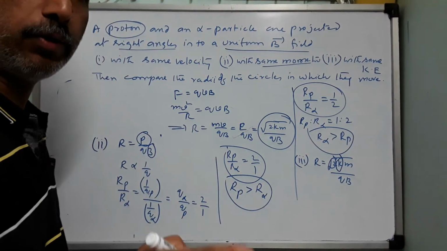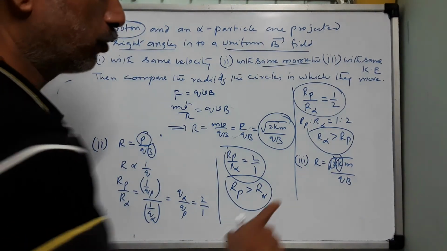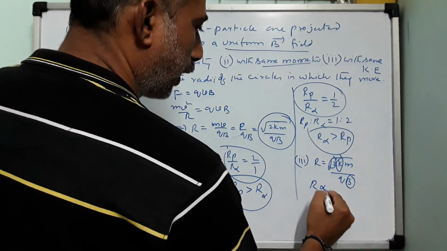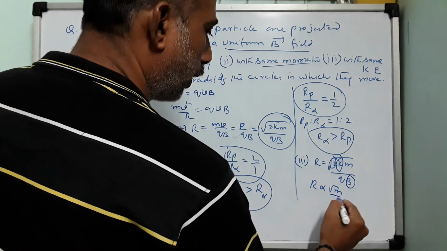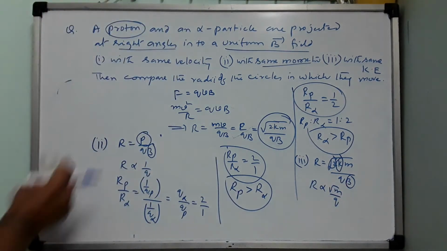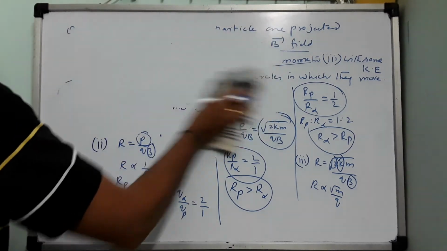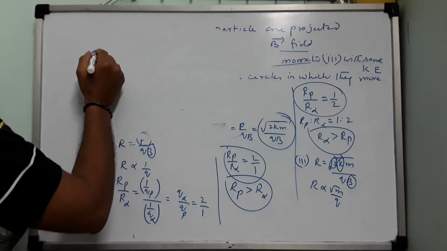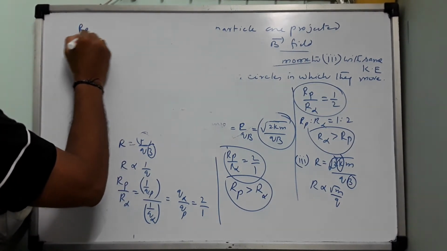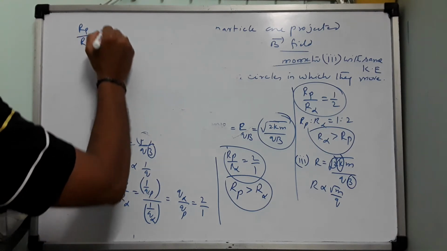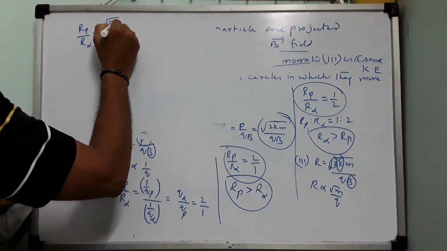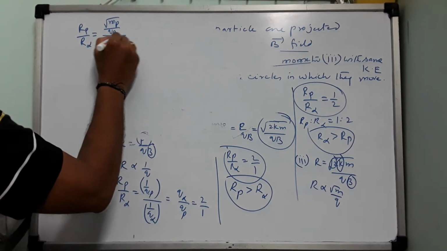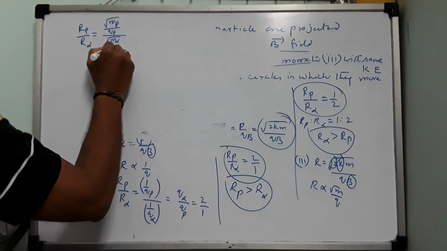Q of proton is 1 unit, Q of alpha particle is 2 units. So Q is going to be a variable. B is a constant. Now I will write R is directly proportional to root M in the numerator, Q in the denominator. Taking this further, R proton divided by R alpha equals root over mass of proton by charge of proton. Charge should not be in the root, it should be outside. So root of mass of alpha by charge of alpha.